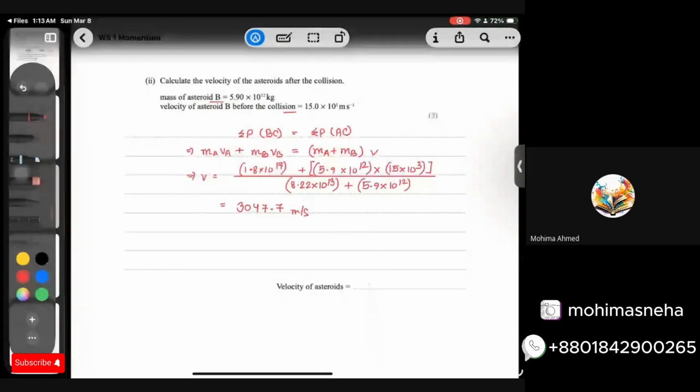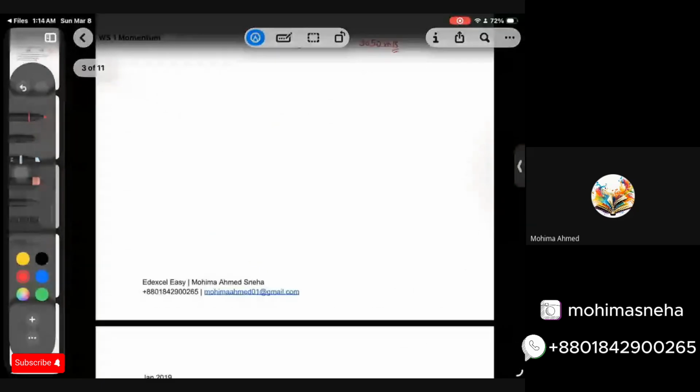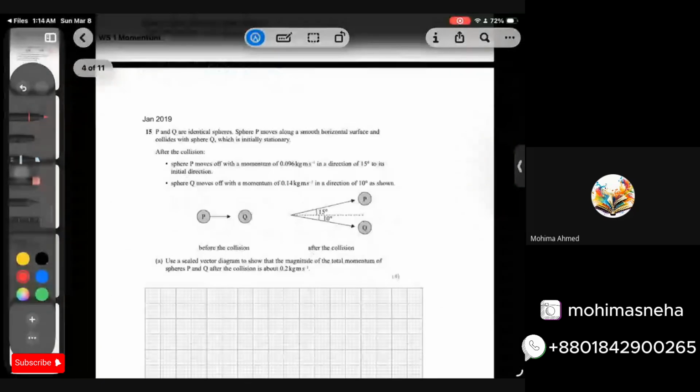Right, so you can write 3,050 meters per second. That's your velocity over here. So then this is right. After this, if you move on to your next one, this is a vector quantity. This is a vector diagram actually, for momentum. We're supposed to draw a vector diagram over here.